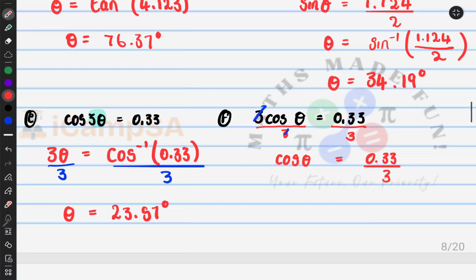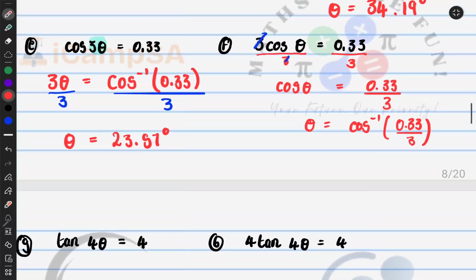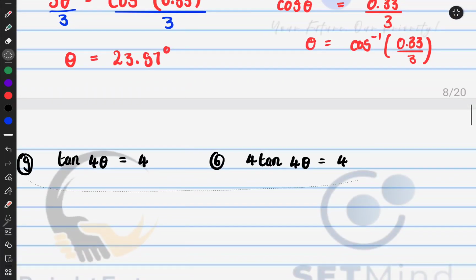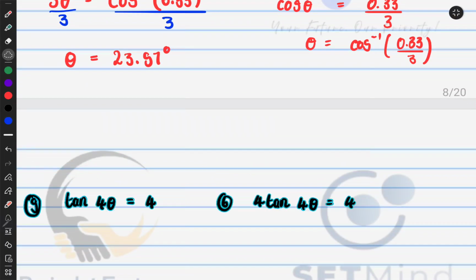And then to make theta the subject, we need to take cosine to the other side. Therefore we're gonna have theta is equal to cos inverse. Following the steps, you press second function, or you press shift, you press cos, it should give you what we have there, cos inverse, and then you insert the ratio, which is 0.33 over 3, and therefore we calculate the value of theta.